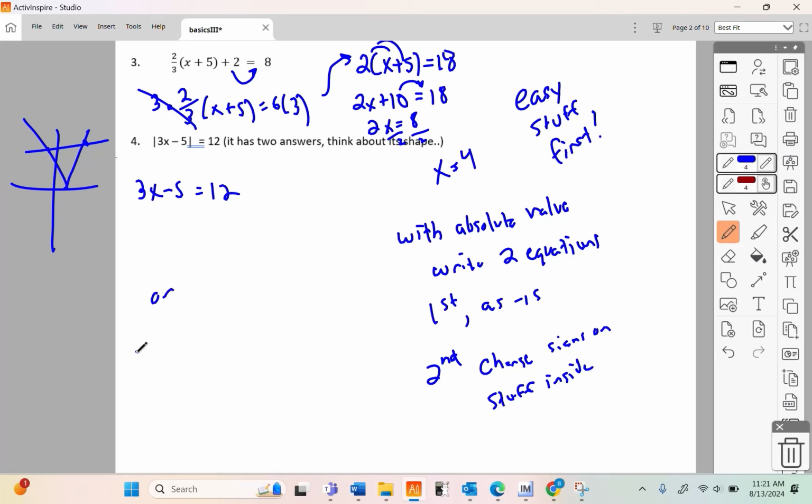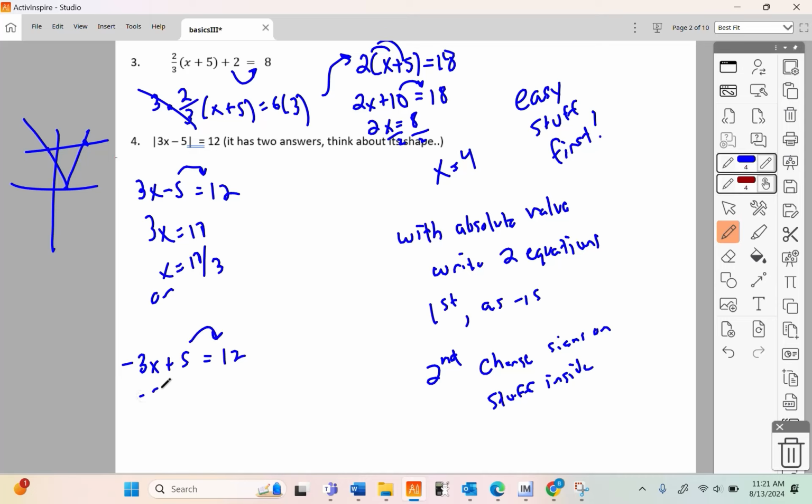So, or negative 3x plus 5. Notice I changed both signs, is equal to 12. Now, if you can get past the writing 2, you're in business. A lot of kids can't. They just can't accept in their hearts there's going to be 2 answers. Probably because they never learned that absolute value is a V. It's going to have 2 answers usually.